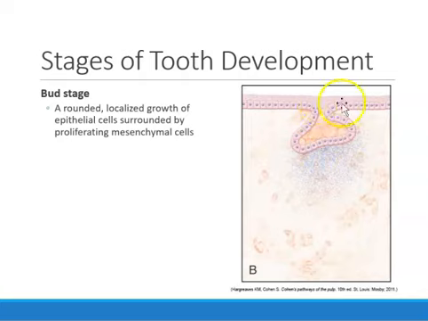This is a bud. Remember, this is the epithelial tissue, your gum tissue. It's getting pushed into the mesenchymal area, where the mesenchymal cells are, the inner layer. So this is the outer layer, this is the inner layer, and it's getting pushed in and forming a bud.